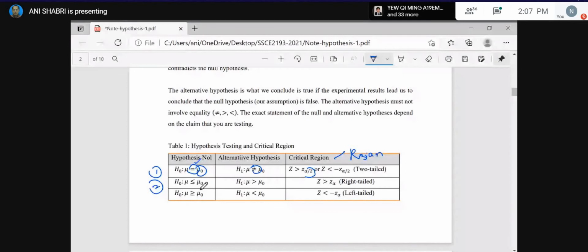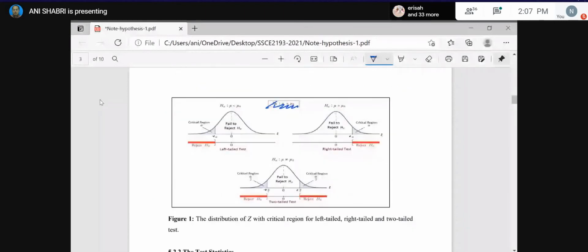We just look at the alternative hypothesis to make the conclusion. We have two hypotheses: the null hypothesis, normally H0, and the alternative hypothesis, H1. For the graph, we just look at the alternative hypothesis H1.